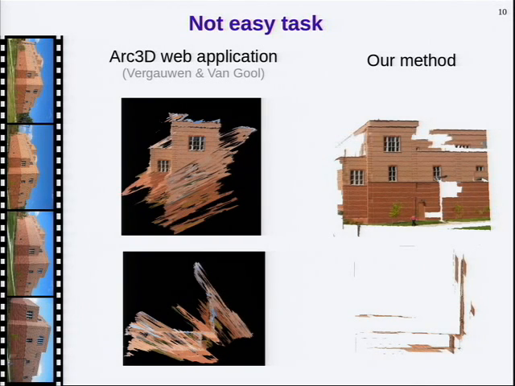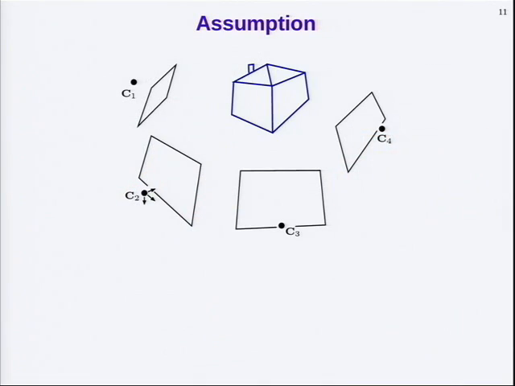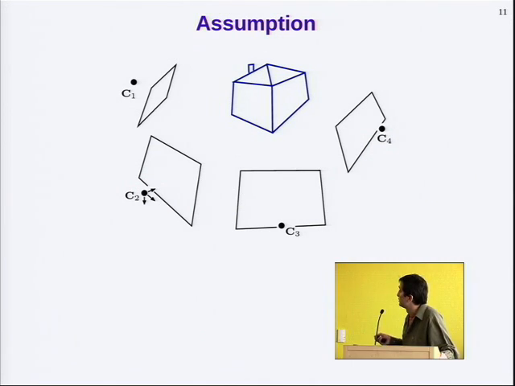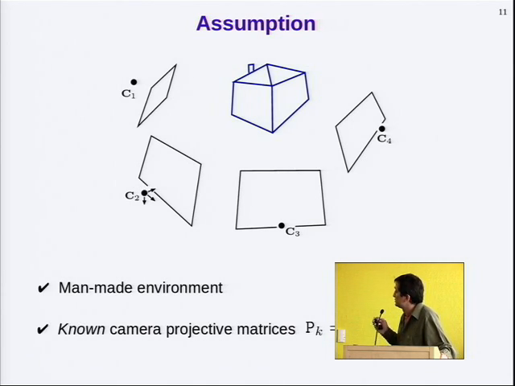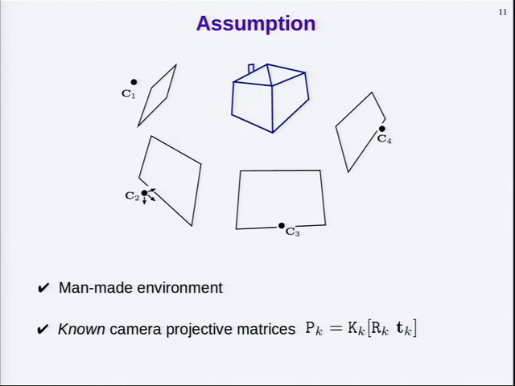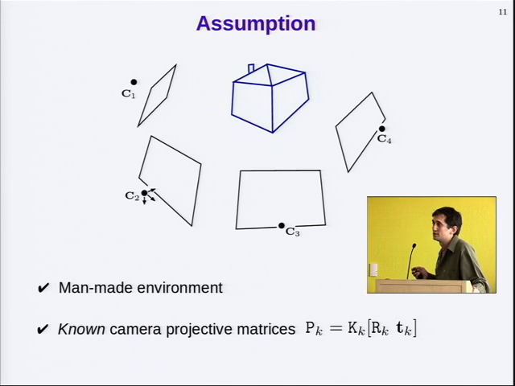So next, I'm going to speak about our method. Let's now assume that we observe a rigid scene by multiple cameras, and we will assume a man-made environment, and we will assume piecewise planarities, and assume that we have known camera projective matrices, so we know the calibration of all the cameras, and we know the poses with respect to one reference camera.